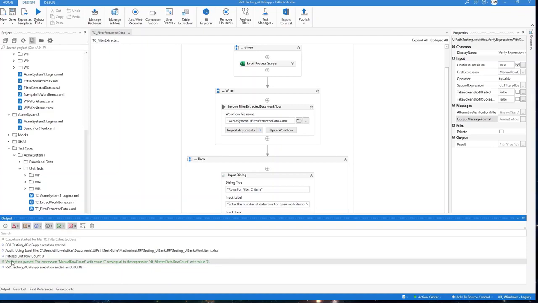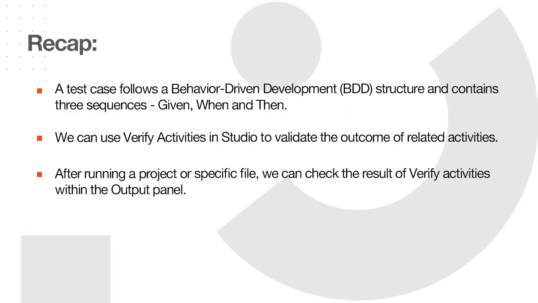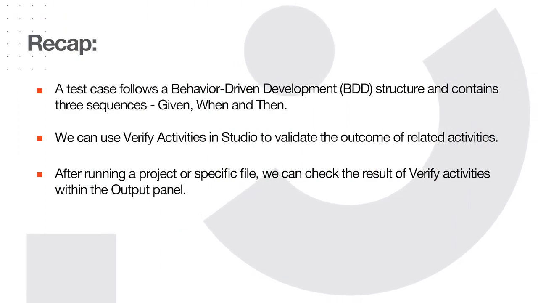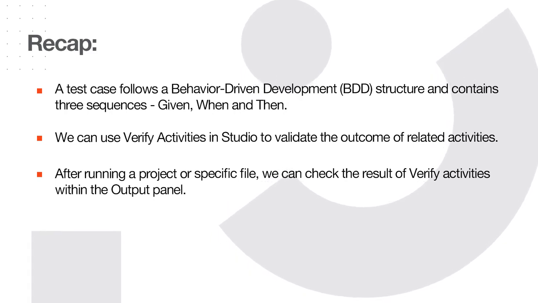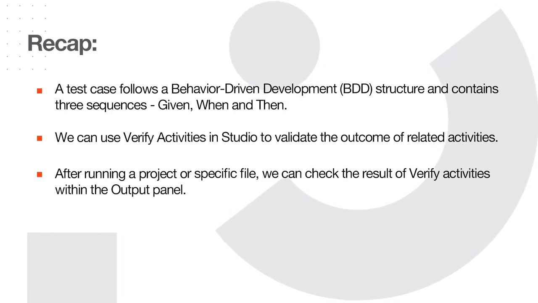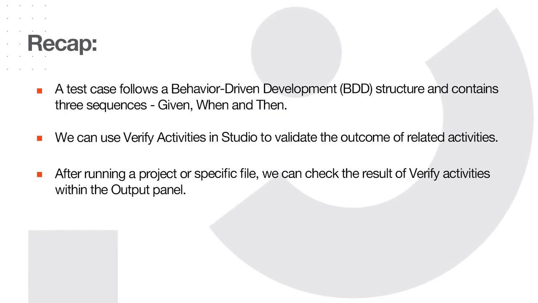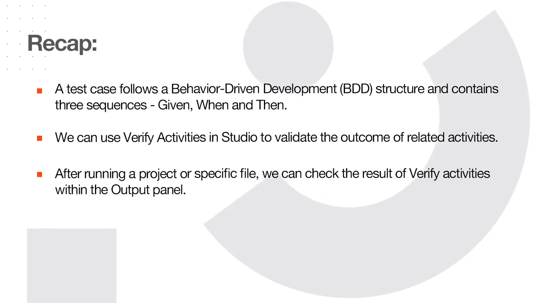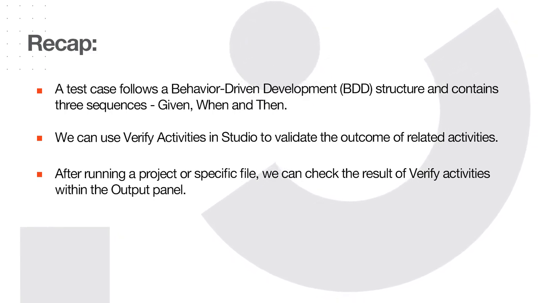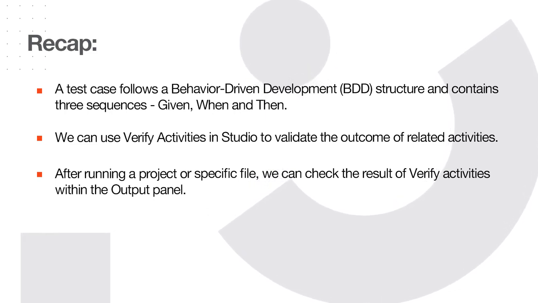This concludes our demo for doing a basic run of test cases with Studio. As a quick recap, a test case follows a behavior-driven development (BDD) structure and contains 3 sequences: given, when, and then. We can use verify activities in Studio to validate the outcome of related activities. After running a project or specific file, we can check the result of verify activities within the Output panel.